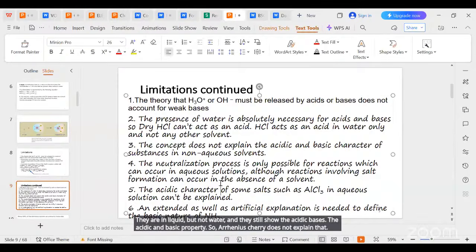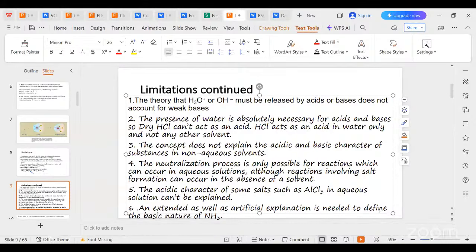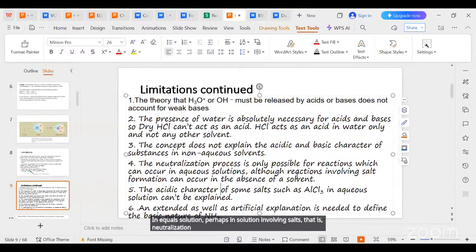The neutralization process is only possible in aqueous solution. But how about neutralization involving salts? That is, neutralization will only happen when we have an acid or a base. It does not account for neutralization that forms salt in the absence of a solvent. So that's the problem.